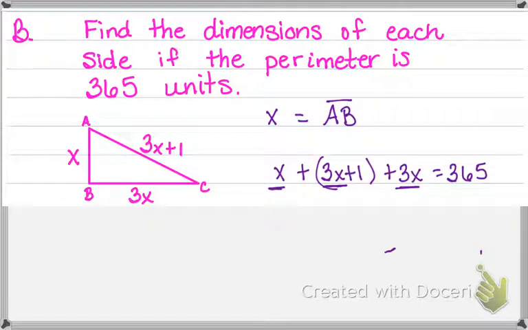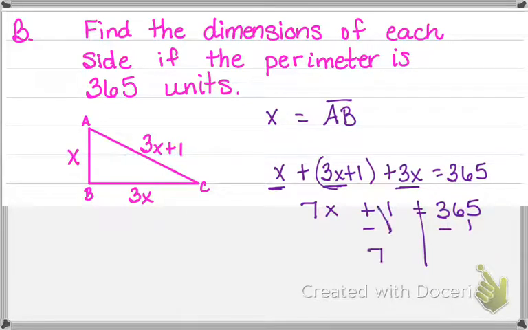So we have 7x plus 1 equals 365. Now we're going to combine like terms on either side. So minus 1 on both sides. Let's get those off. And we have 7x on this side and 364 here. Now we divide by the coefficient. So x is equal to 52 units.